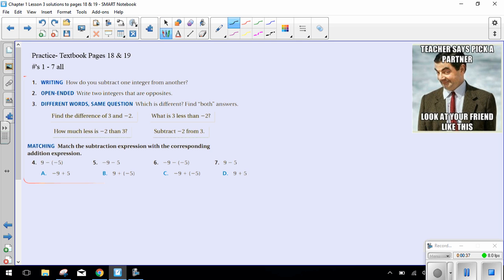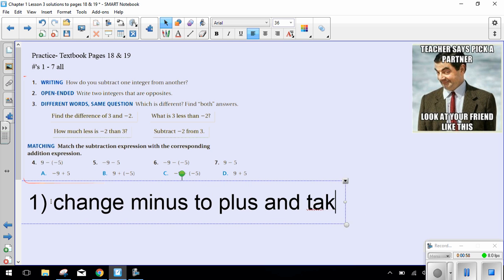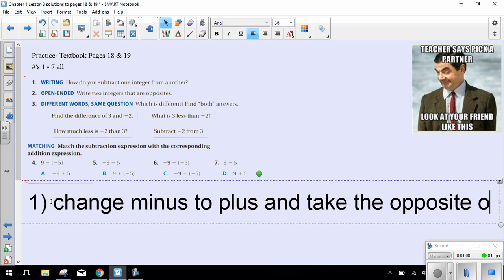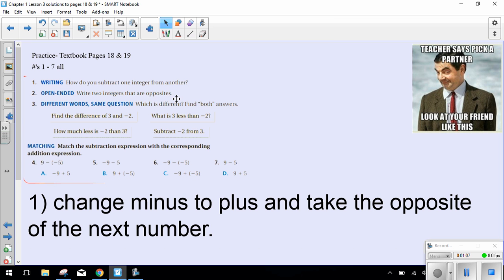Okay, here we go. Number 1, how do you subtract one integer from another? The solution I'm looking for is: change minus to plus and take the opposite of the next number. Okay, number 2.